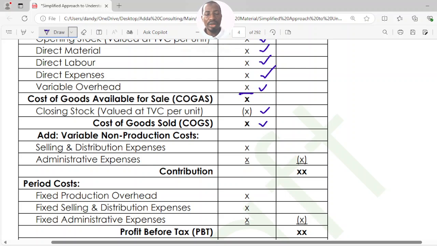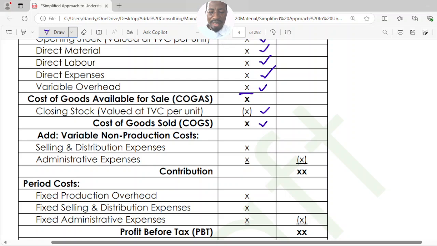Immediately after cost of sales, there are some costs that are variable in nature but not related to production. For example, you can have sales commission, selling and distribution expenses, and variable admin expenses. Any expenses that are variable but not related to production are what you put under the variable non-production cost. All you need to do is add it to the cost of goods sold.